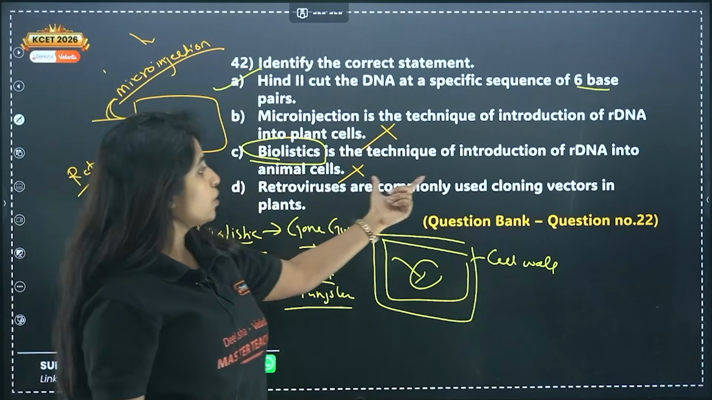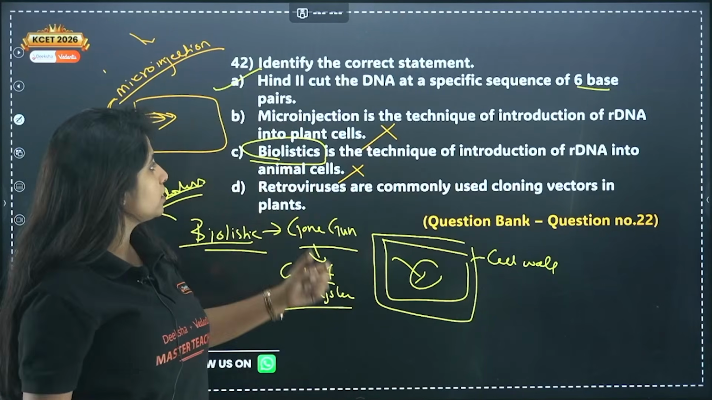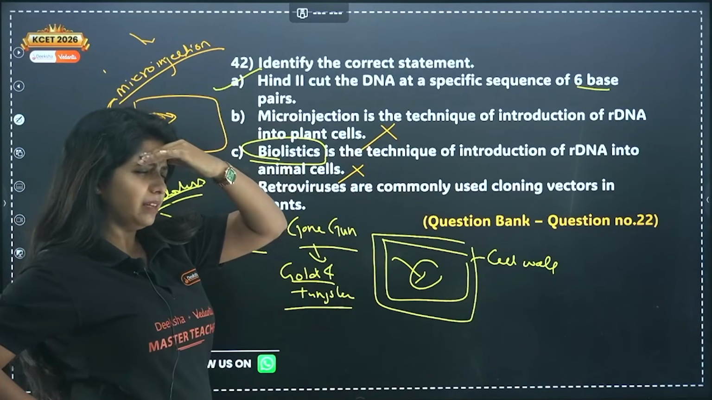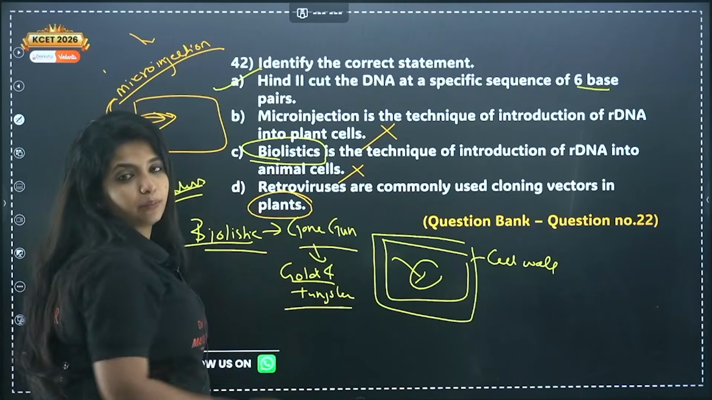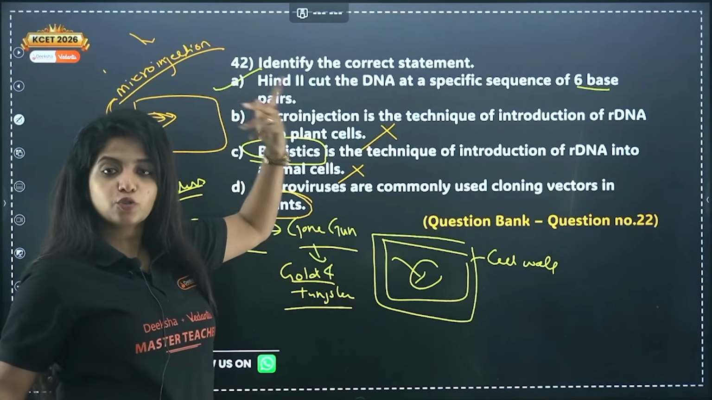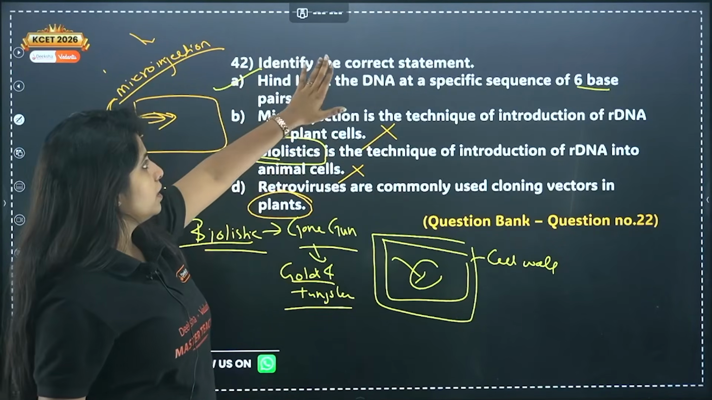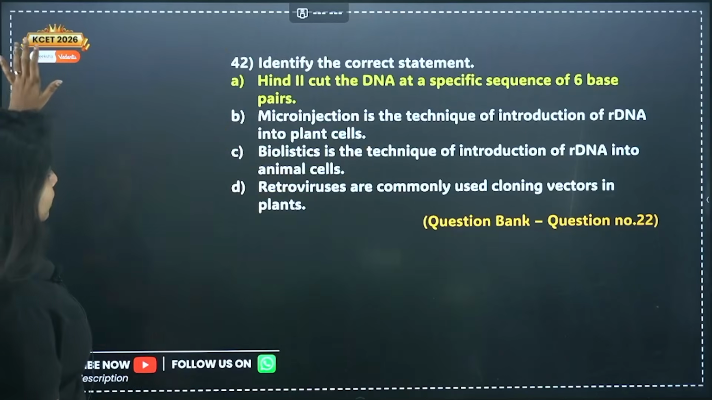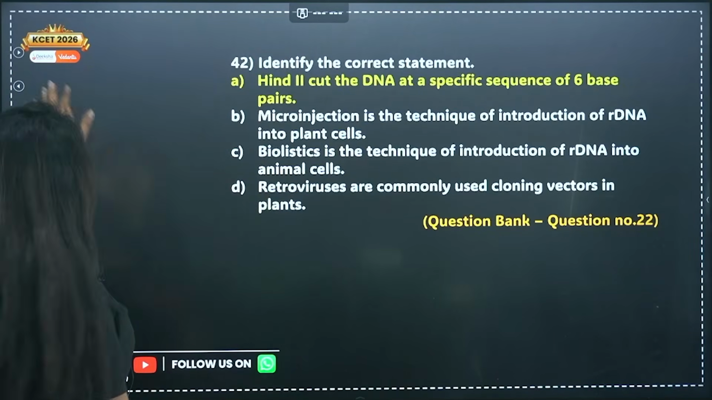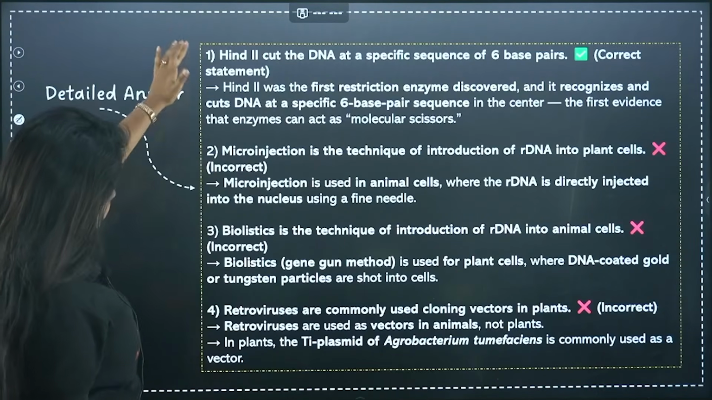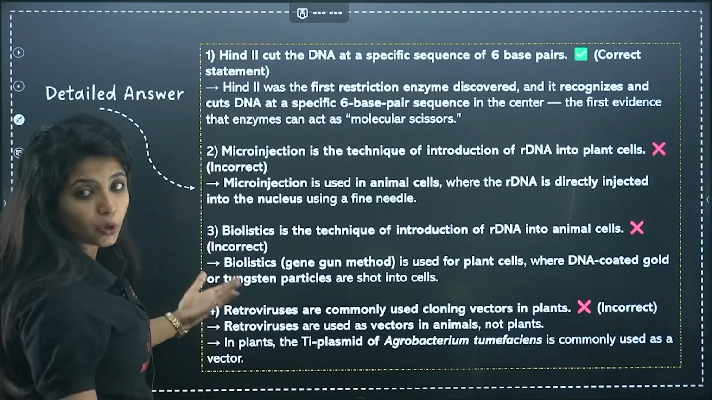Now, retroviruses are commonly used cloning vectors in plants. It is not plants, it will be us, animals, humans, everyone, okay? Not plants. So, correct statement is only A and that's called. Okay. Next. So, here is the whole answer. If at all you want, you can go through it.